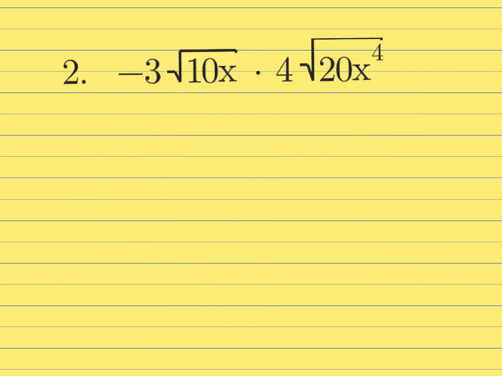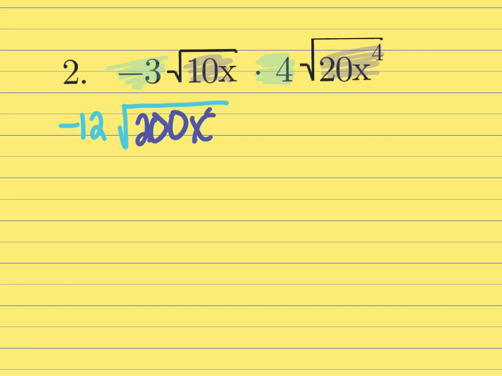Alright, number 2. Now these do have coefficients. Okay, so I need to make sure I multiply these coefficients together. So negative 3 times 4 is negative 12. And then I'm going to multiply the 10x times the 20x to the fourth. I'm going to get 200x to the fifth.